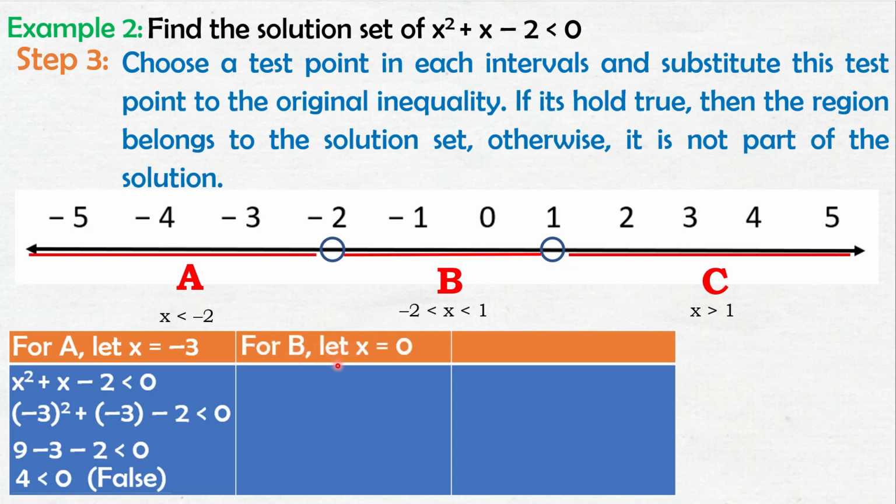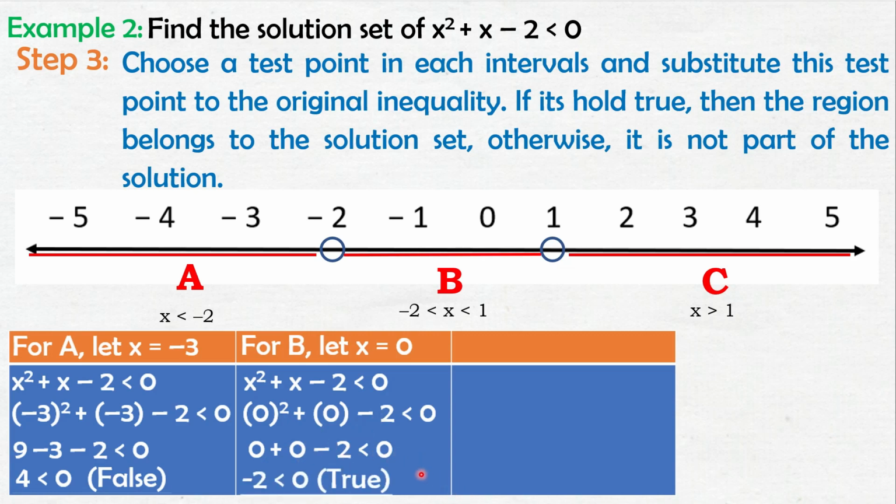Okay, for region B naman, we let x equals 0. So, substitute natin si 0 sa original quadratic inequality. So, palitan lang natin yung mga x ng 0. So, 0 squared, that is 0. 0 minus 2 less than 0. Simplify, that is negative 2 less than 0. And that is true. Na mas maliit naman talaga si negative 2 kumpara kay 0. So, ibig sabihin yan, yung mga solutions or mga numbers na under kay region B or interval B ay kasama sa solution set. Since this is true.